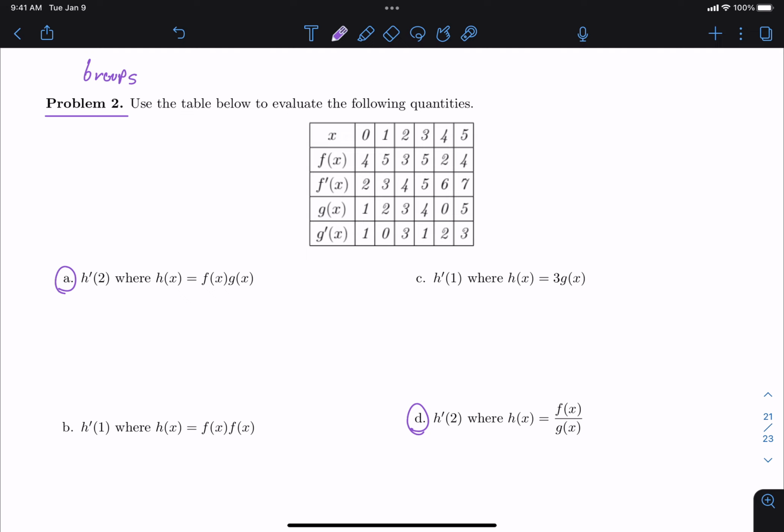We can derive the derivative in the following way, right? H prime of x is f prime of x times g of x plus f of x times g prime of x, right? So for the problem, what they ask us to do is h prime of 2, right? So what are we going to do? We're going to put a 2 here, 2 here, 2 here.